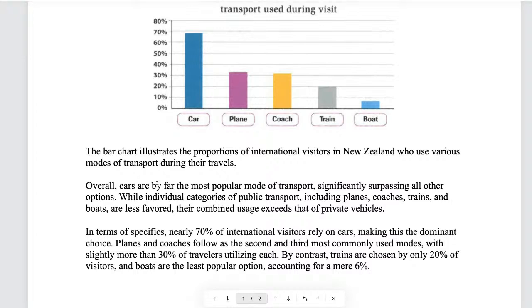The bar chart illustrates the proportion of international visitors in New Zealand who use various modes of transport. Yeah. Have you finished?